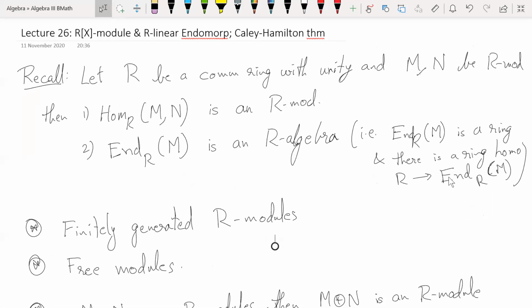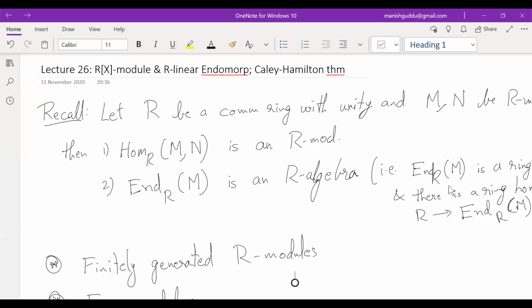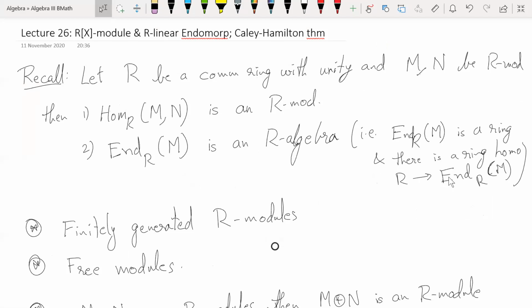So let me begin the lecture. Last time we talked a little more about linear maps. For instance, we showed that this set of linear maps between two R modules is an R module. So Hom_R(M,N) is an R module, and we showed that End_R(M), the set of endomorphisms of M, that is our linear maps from M to M, is an R algebra. So we showed that it's a ring.